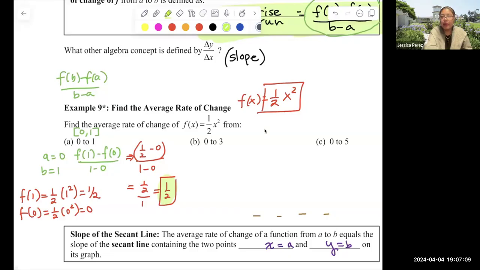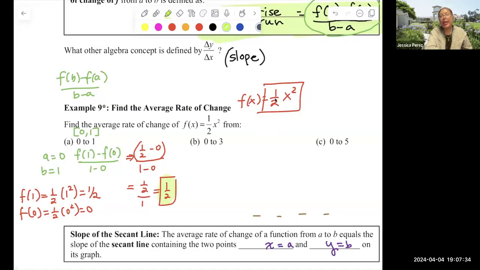What is f? Well, f is the function, 1/2 x squared. So it's going to be 1/2 times 1 squared is equal to 1/2. 1/2 times 0 squared, because that was A, is equal to 0. Now I have to plug those in right here. 1/2 minus 0 divided by 1 minus 0. That's 1/2. 1/2 over 1 is 1/2. Any questions on part A?